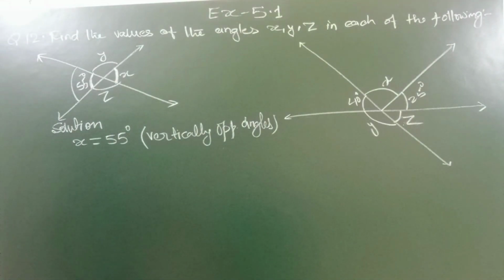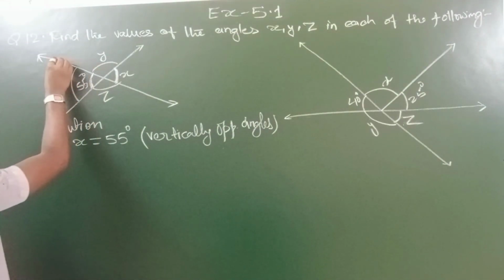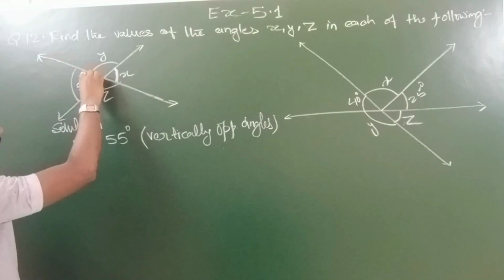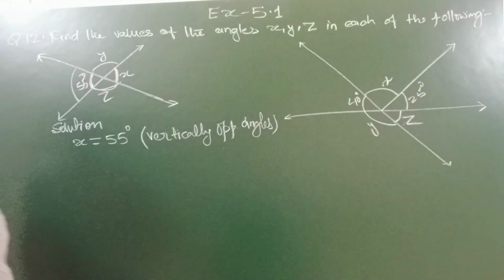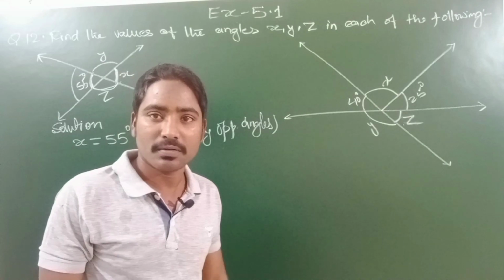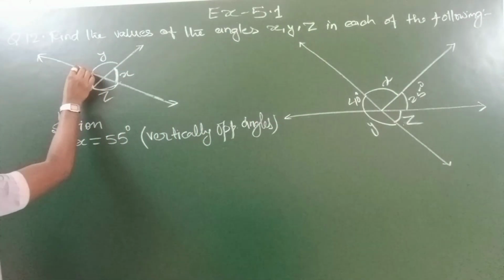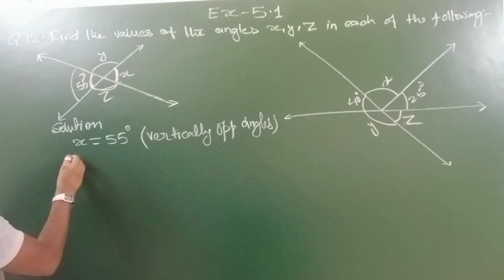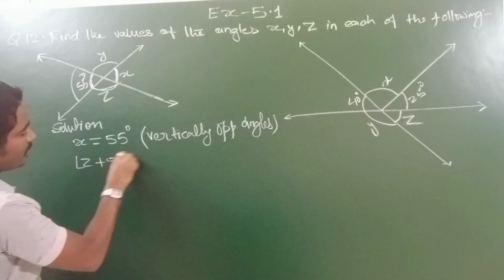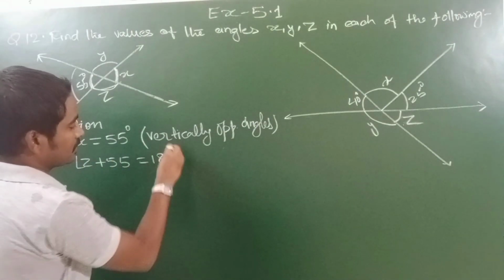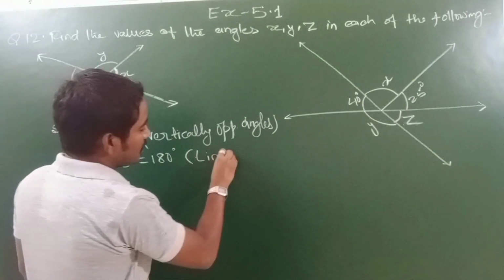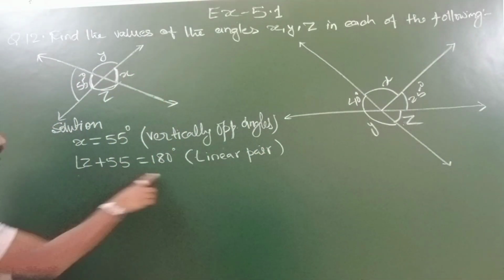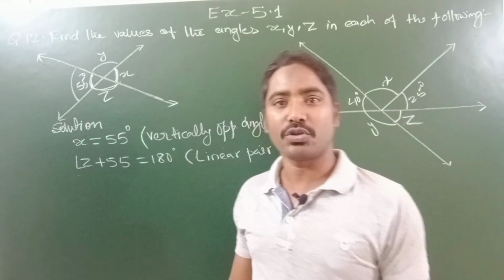Similarly, students, you can see that this is a straight line, right? So this angle 55 degrees and angle z will be equal to 180 degrees. They are a linear pair because both the angles are on the straight line. So here I am going to write angle z plus 55 is equal to 180 degrees, and in the reason we will write linear pair.